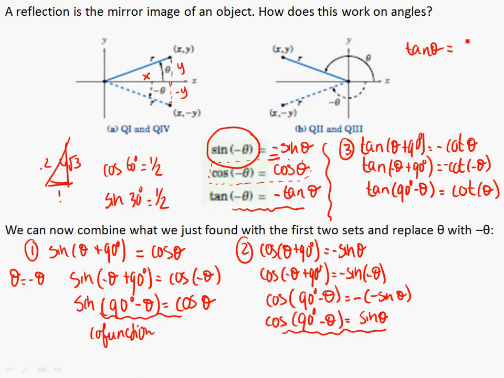If the tangent is y over x and the cotangent is x over y, is that true? So these are just flipped, right? Yes? So what that means is that I could write the cotangent as 1 over the tangent. And if you put that in here, now you have a rule for taking that negative out.